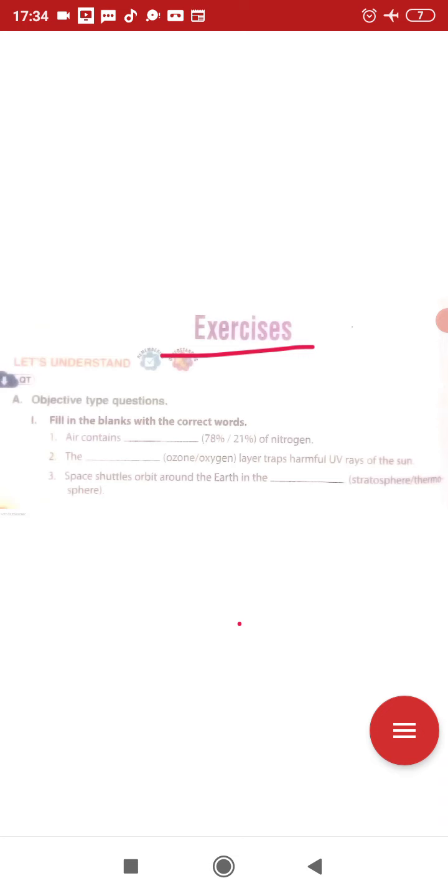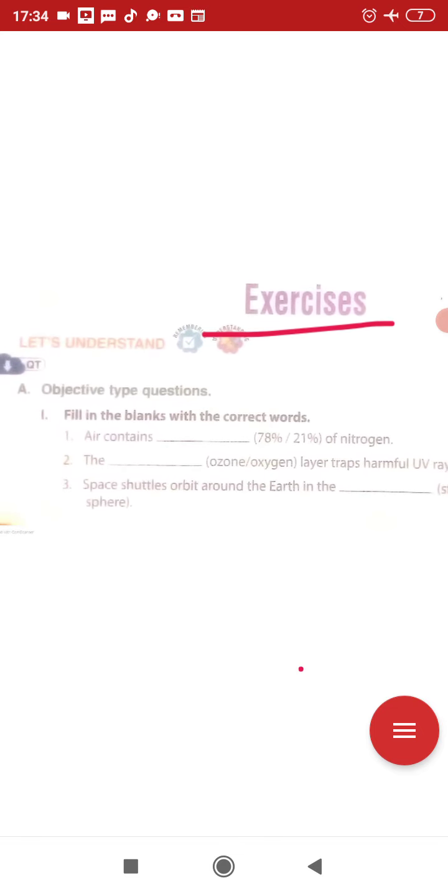On page number 134 you can see exercise A1. Some fill in the blanks type questions have been given. First we'll solve A1, okay? Five fill in the blanks type questions have been given. With each statement, a bracket is there. Within the bracket, two options are written. Here, our job is to choose the correct option from the bracket. First read the question, then try to understand the meaning, and finally find the answer.